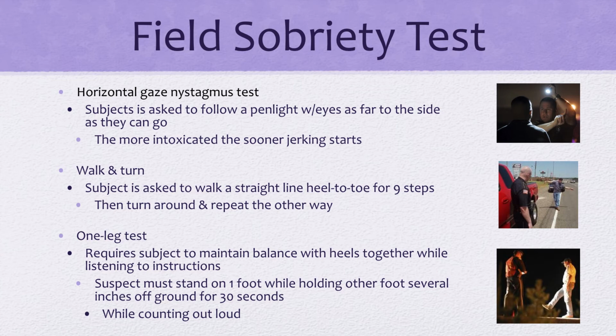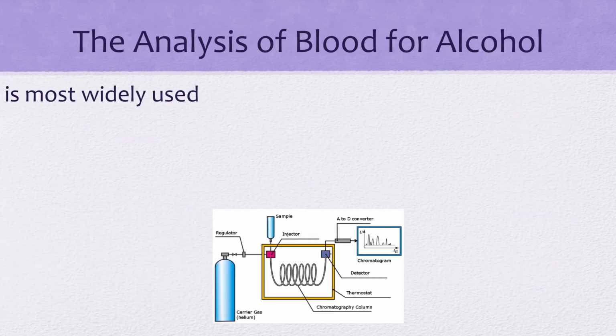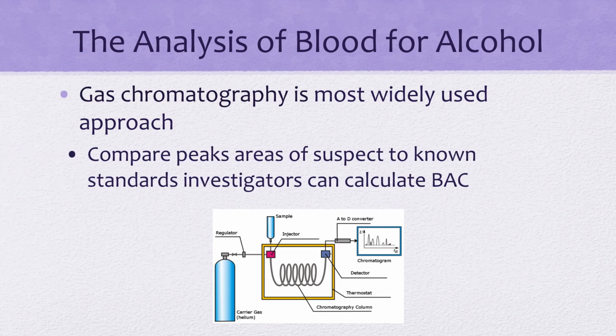And then the suspect is asked to stand on one foot while holding their other foot several inches above the ground for 30 seconds. At the same time, they're asked to count those 30 seconds out loud. And so the more intoxicated an individual is, the less likely they are to be able to carry those tasks out. The best test for alcohol blood level is to test the blood.